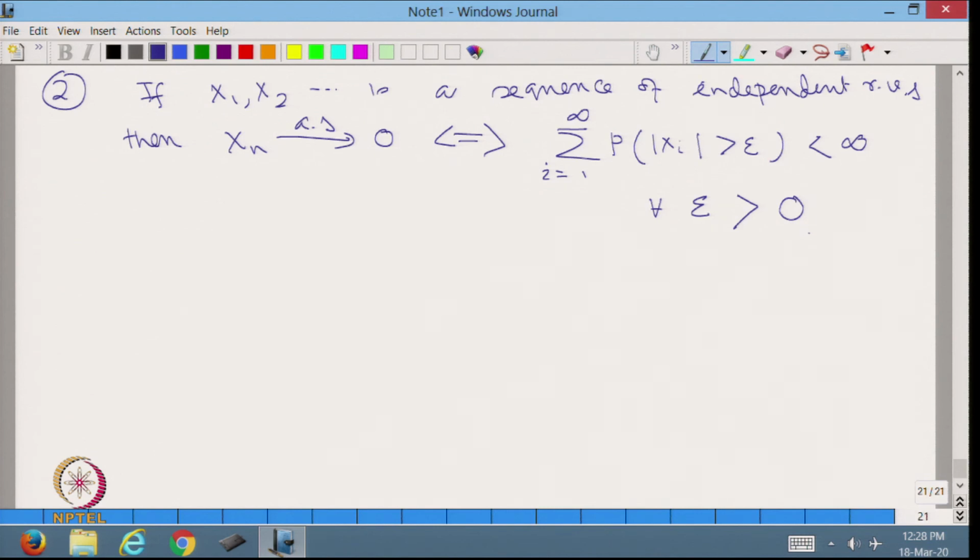It is very easy to visualize, as the probability that Xn is taking the value 0 is going to 1. Therefore, whatever positive epsilon we take, the probability of the absolute value of Xi being greater than that has to be finite, because if that is infinite, then Xn cannot converge to 0 with probability 1.